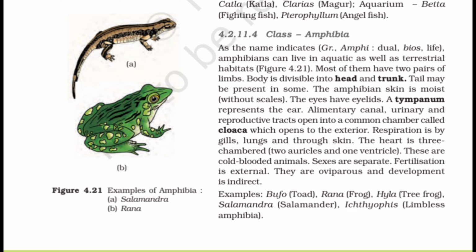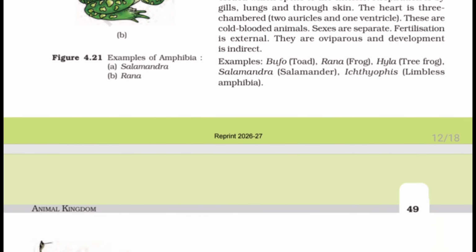The respiration is by gills, lungs, and through skin. The heart is three-chambered, two auricles and one ventricle. These are cold-blooded animals. Sexes are separate. Fertilization is external. They are oviparous and development is indirect. Examples: Bufo toad, Rana frog, Hyla tree frog, Salamandra salamander, and Ichthyophis, limbless amphibian.